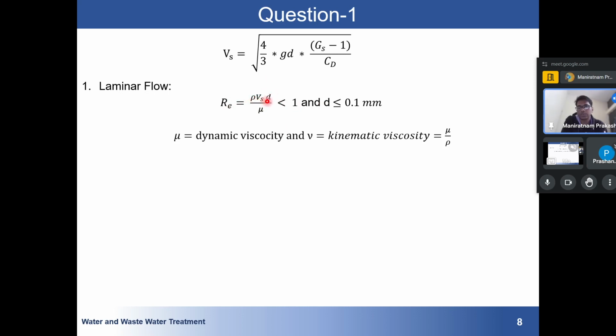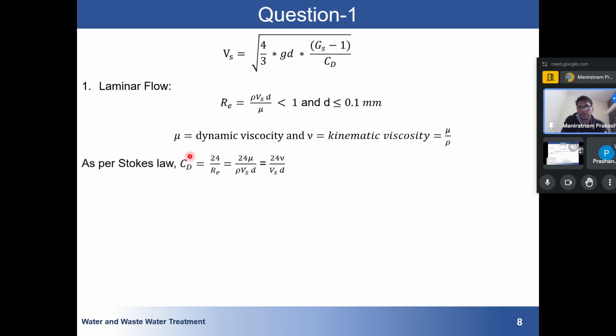The Reynolds number formula is given by density into settling velocity into diameter of the particle divided by dynamic viscosity. Remember this thing, dynamic viscosity and kinematic viscosity. You should also know the units of these two kinds of viscosity. I will ask you to go and search for it. I have already written the units, but you should know the units of these two things. So when the Reynolds number is less than or equal to 1, the flow is known as laminar flow.